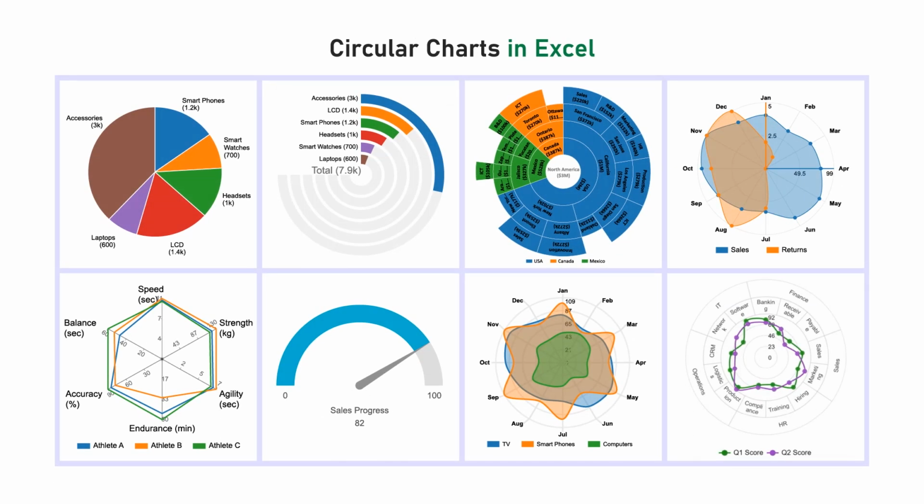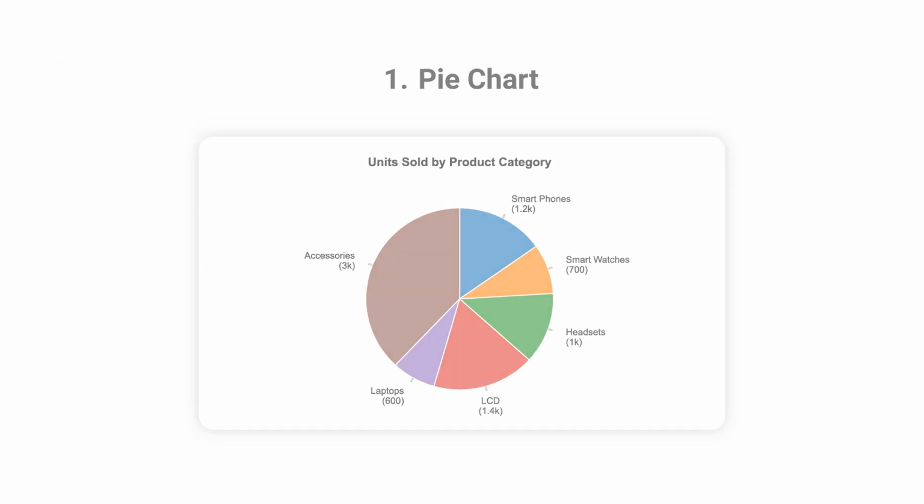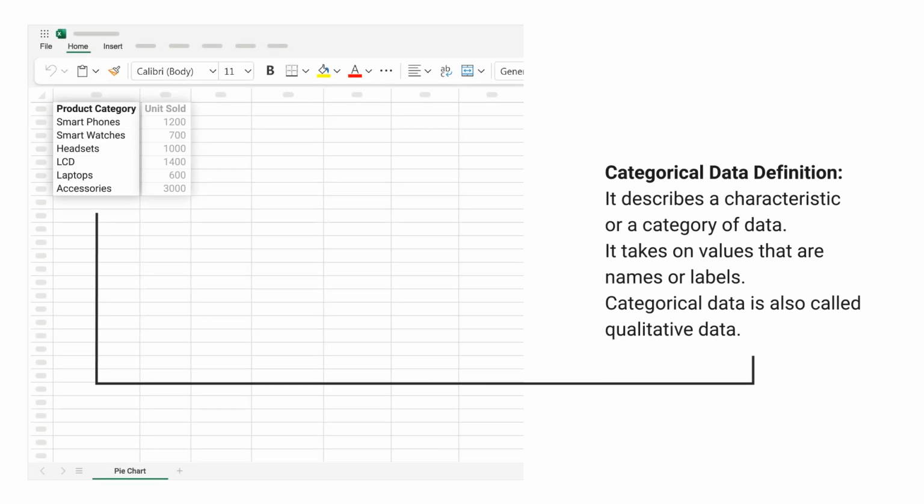Circular charts in Excel. 1. Pie chart. This is categorical data. Categorical data definition.